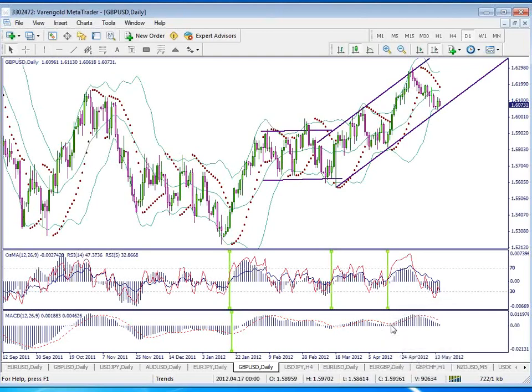Here the MACD also is not giving me a signal for buy or sell. That means that those moves will not be so strong. Let's see what is happening in the 4-hour time frame.